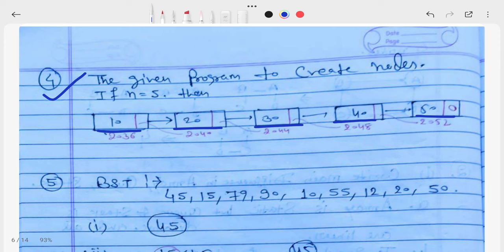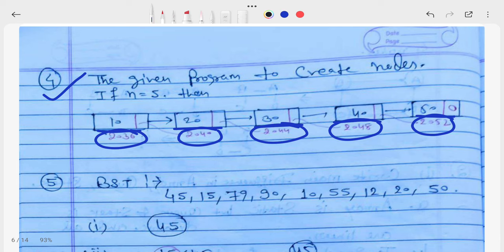Whenever you are writing any node, at that time you should also write the address of each node. You can write anything, no need to write 2040 or something. Okay, you should write that these are the addresses of our nodes.